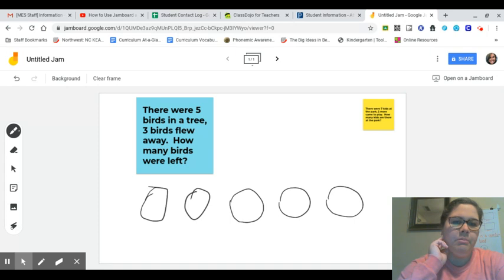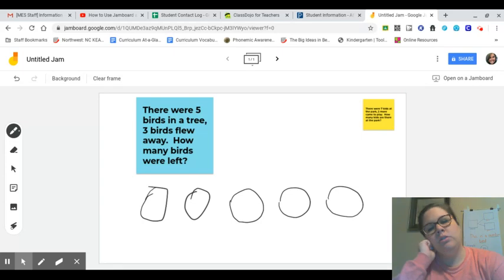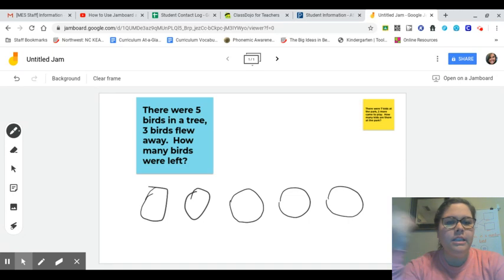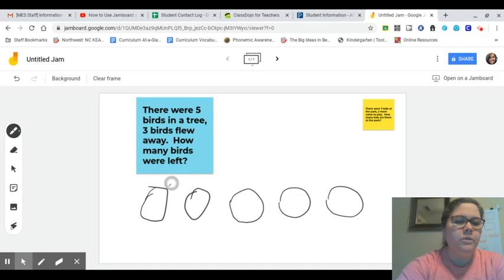How many birds flew away? 3. So what do I need to do to my 5 counters that I've already drawn here? Do I need to draw 3 more, or do I need to cross 3 out? I need to cross 3 out, right? Because it says that the birds flew away. So here's what Miss Ingram's going to do. I'm going to cross them out.